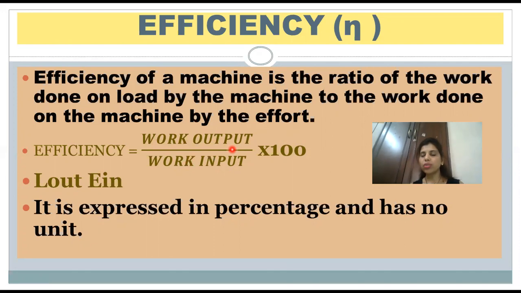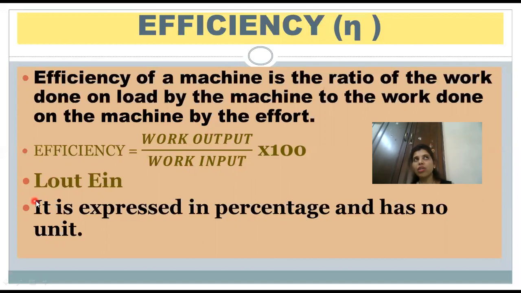That output is going to be up and input is going to be in the denominator. So when you are arranging it alphabetically, I comes first, but here you are going to write O up. So work output upon work input. So though I comes first, it will be in the denominator and output will be in the numerator.